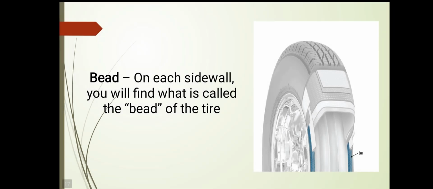Bead. On each sidewall, you will find what is called the bead of the tire. The bead is made of a mix of wire and rubber materials that are meant to hold the tire onto the wheel. It creates a seal around the rim of the wheel, preventing air from escaping.